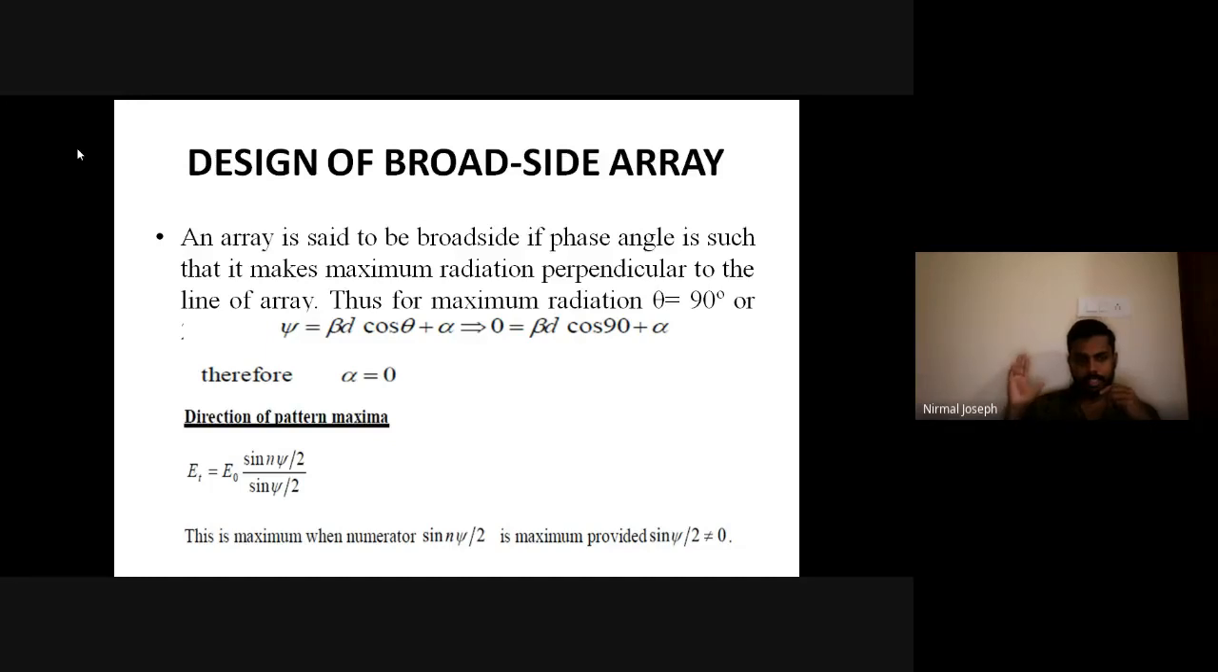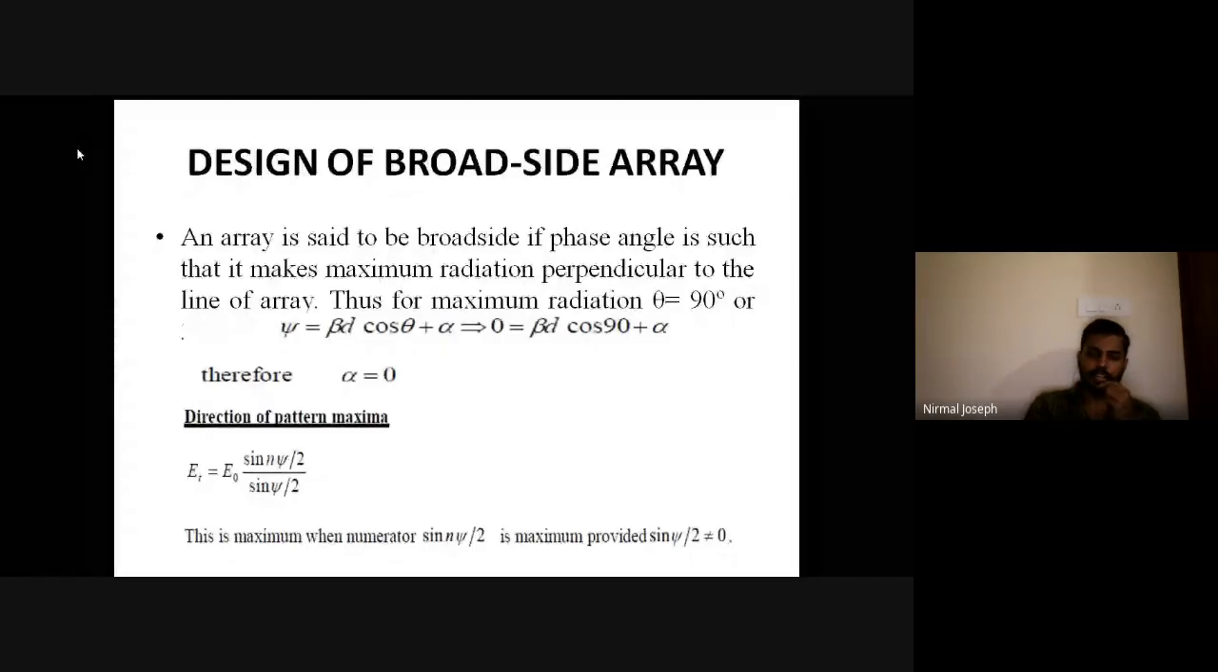Basic explanation: an array is said to be broadside if the phase angle is such that it makes maximum radiation perpendicular to the line of the array. So for maximum radiation, theta should be 90 degrees, or the direction of radiation with respect to the array axis, that is only theta, is 90 degrees.